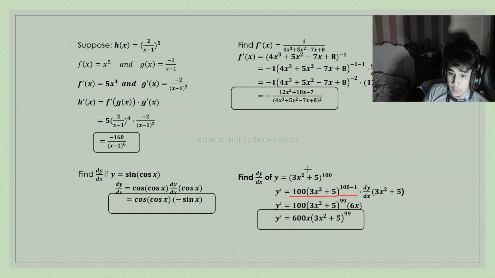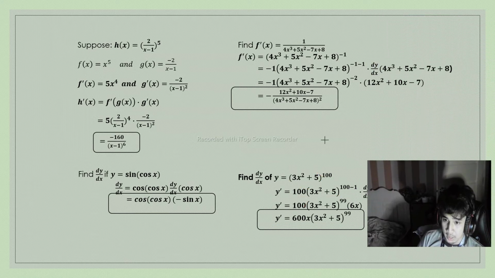Tapos, find natin yung derivative ng body, katawan niya. So, 3x squared plus 5, and the derivative of it is 6x. And, simplified, 100 times 3x squared plus 5 raised to 99 times 6x. Tapos, pwede natin tong i-combine. So, that will be 600x quantity 3x squared plus 5 raised to 99, and that will be our answer.